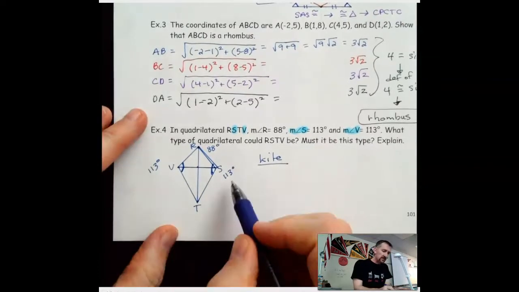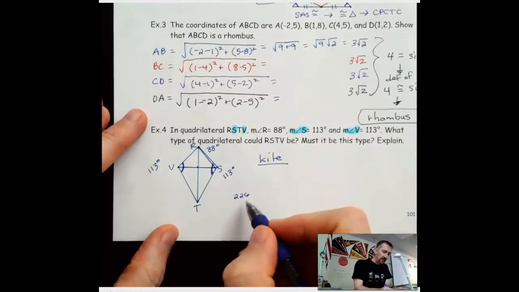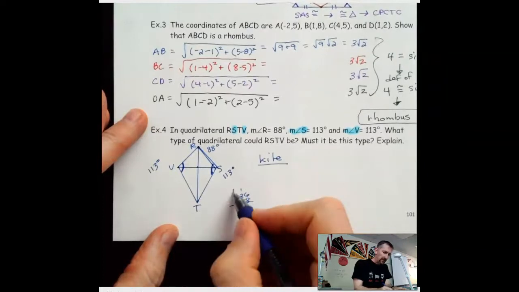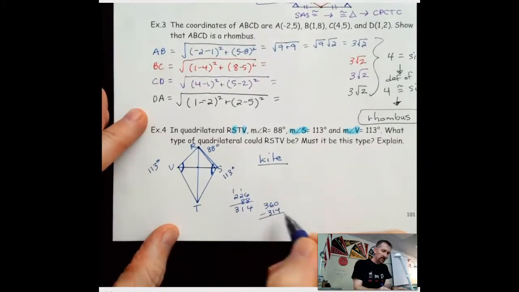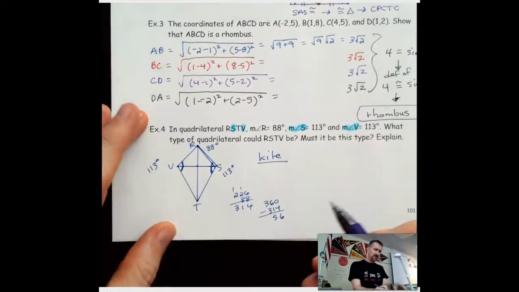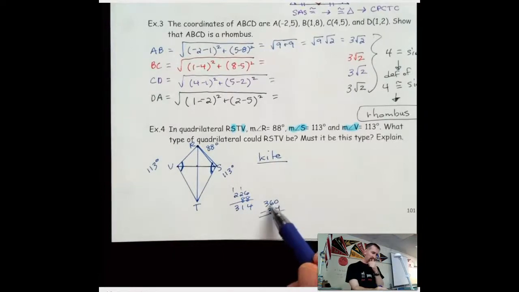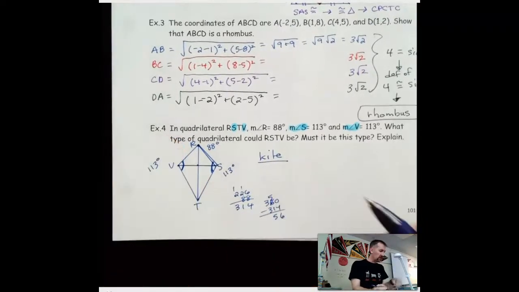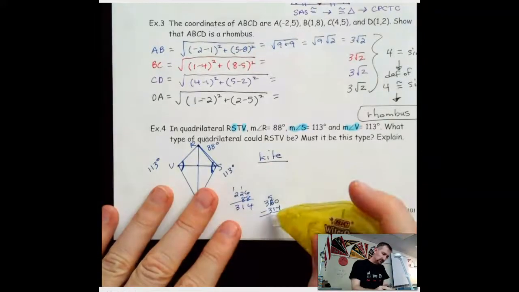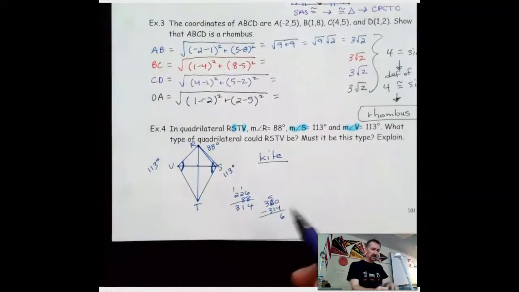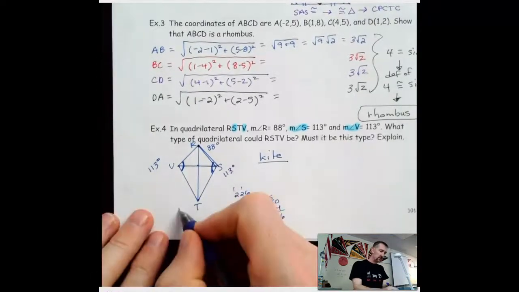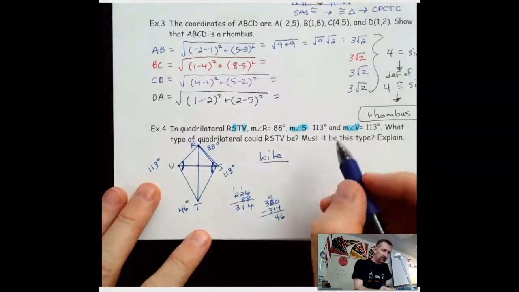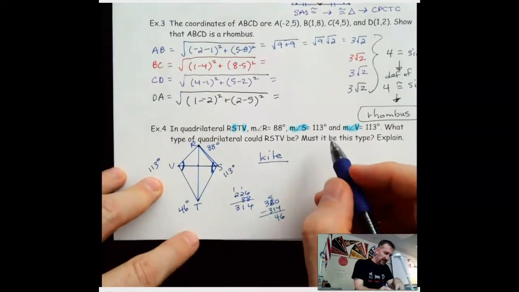So this is 226 and 88. So that's 314. So 360 minus 314 is, now I got to borrow off of there, 46. One of the things you can do to check arithmetic, like I added that back together and it didn't add up, so 46. So T is 46. So no consecutive angles are supplementary.